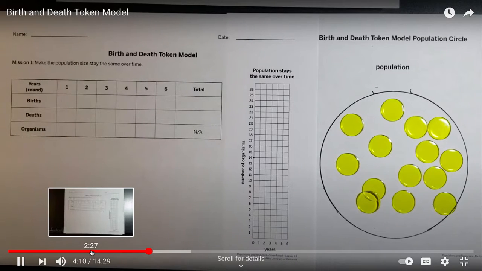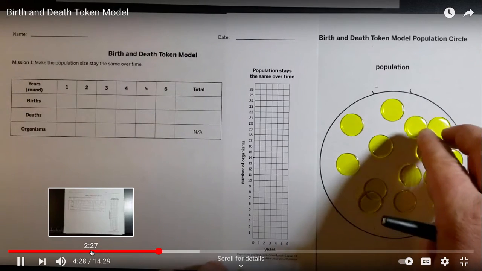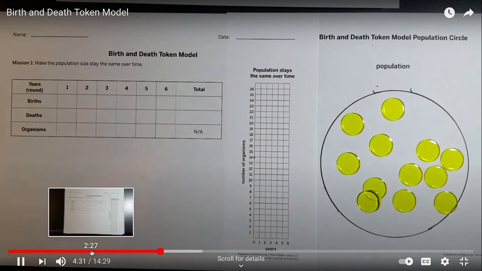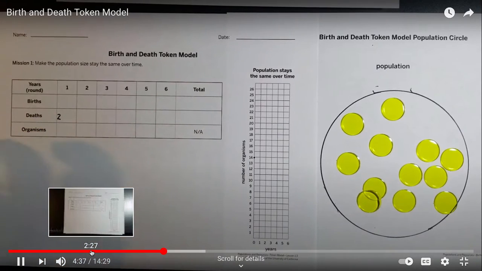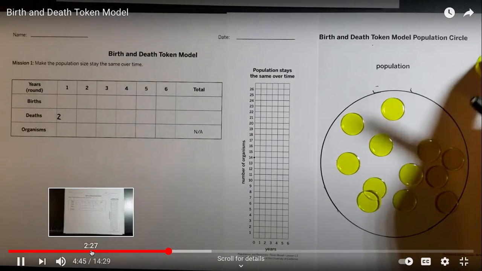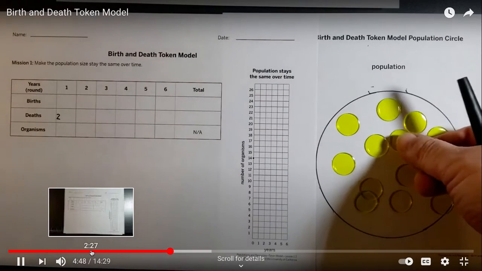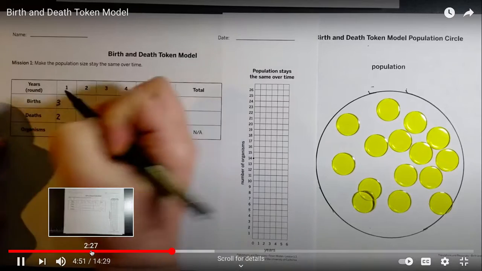Alright, so for our first round here, the directions say that every year, 1, 2, or 3 organisms die and 1, 2, or 3 organisms must be born. How many is up to you. So I'm going to have 2 organisms die. So I'm going to remove 2 organisms from our population. I'm going to go ahead and record those 2 deaths right here on our table. Alright, and then I'm going to have, say, 3 organisms be born. So here's the 2 that I removed, and here's 1 more. So 3 organisms were born.